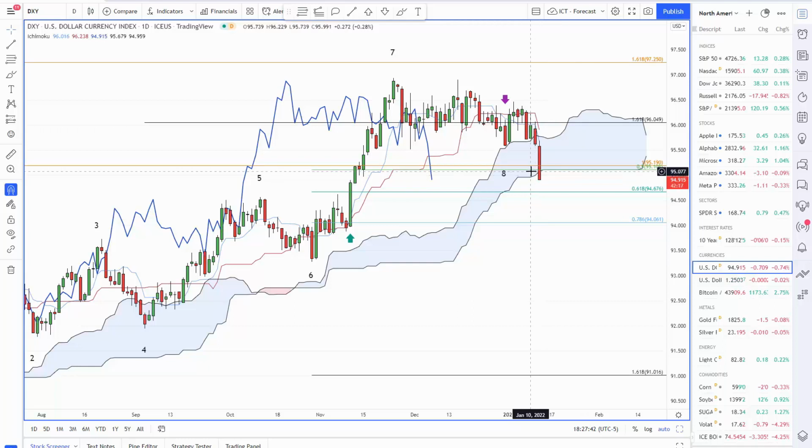Now, if you're using the conservative entry, you're probably not in yet, in which case you may not even be able to use the 0.618 target. You may have to hold off for the target below that at 94.61.